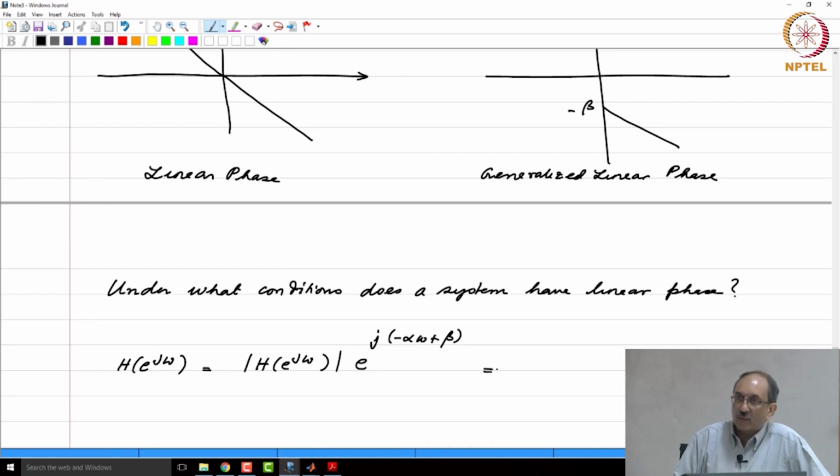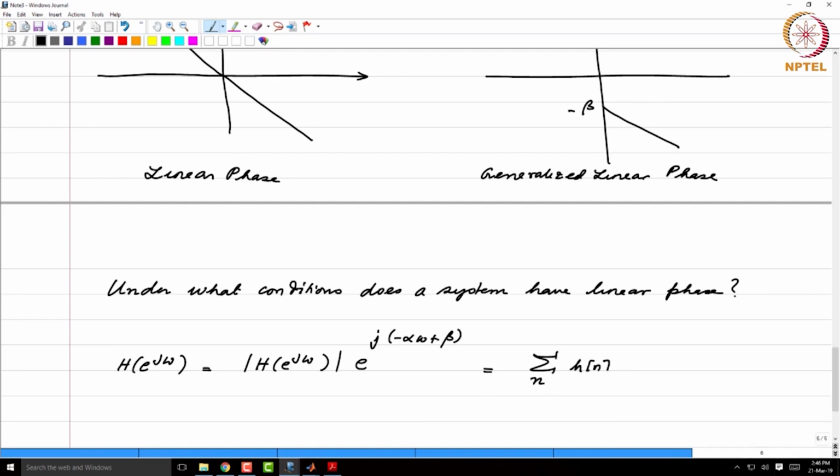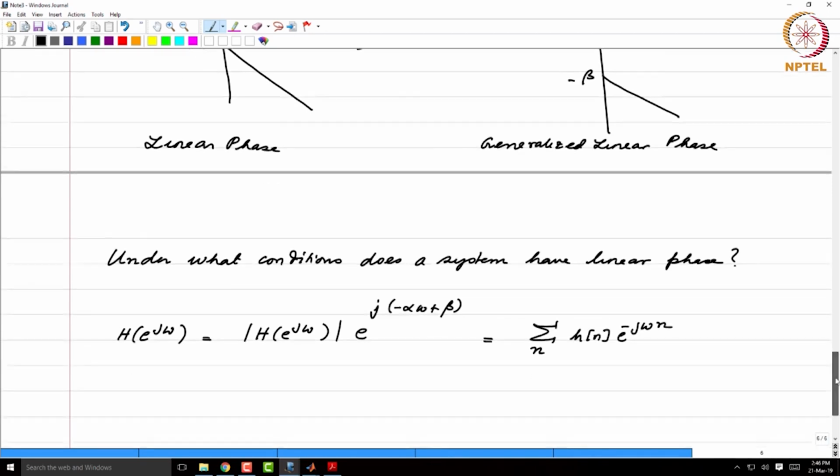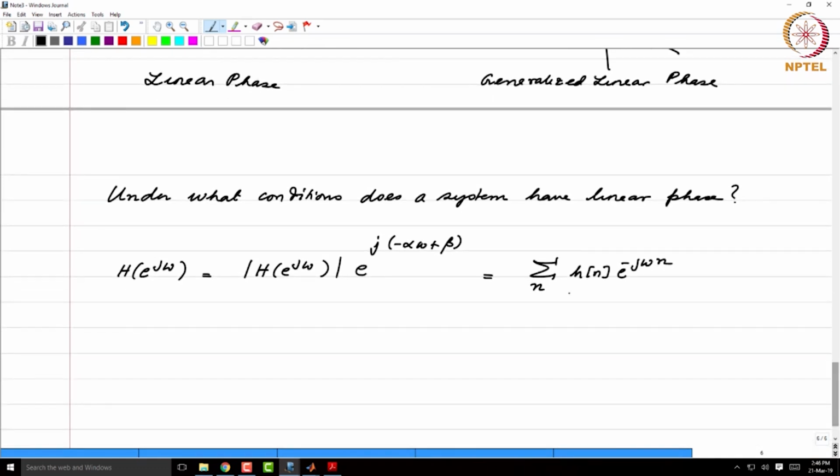And we also know that the frequency response is given by sum over all n h of n e to the minus j omega n. For now, I have written the summation as sum over all n rather than writing it in the usual fashion, n going from minus infinity to plus infinity. The implication of this we will see as we go along.